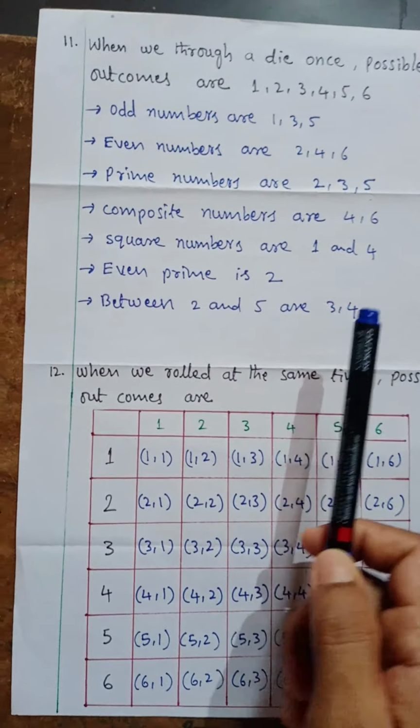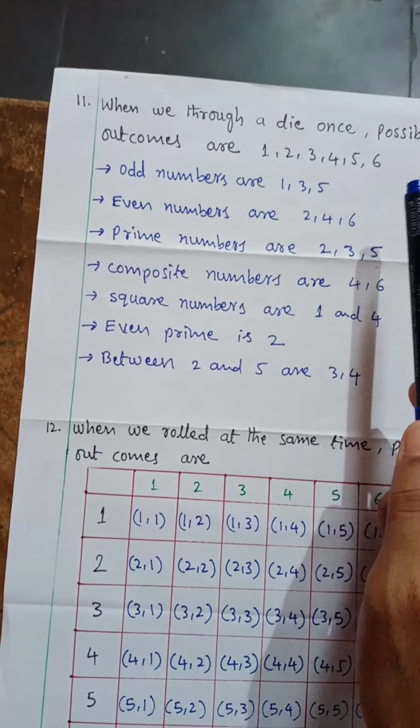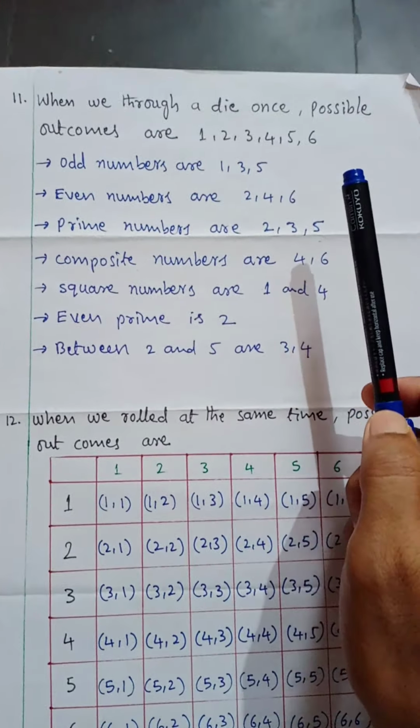For example, what is the probability of getting an odd number? Odd number means here how many are there? See, favorable outcomes 1, 2, 3, so favorable outcomes 3 and total number of outcomes 6. So 3 by 6, 3 by 6, 3 ones are 3, 3 twos are 6, 1 by 2 will be the answer. In this, anything they will ask.